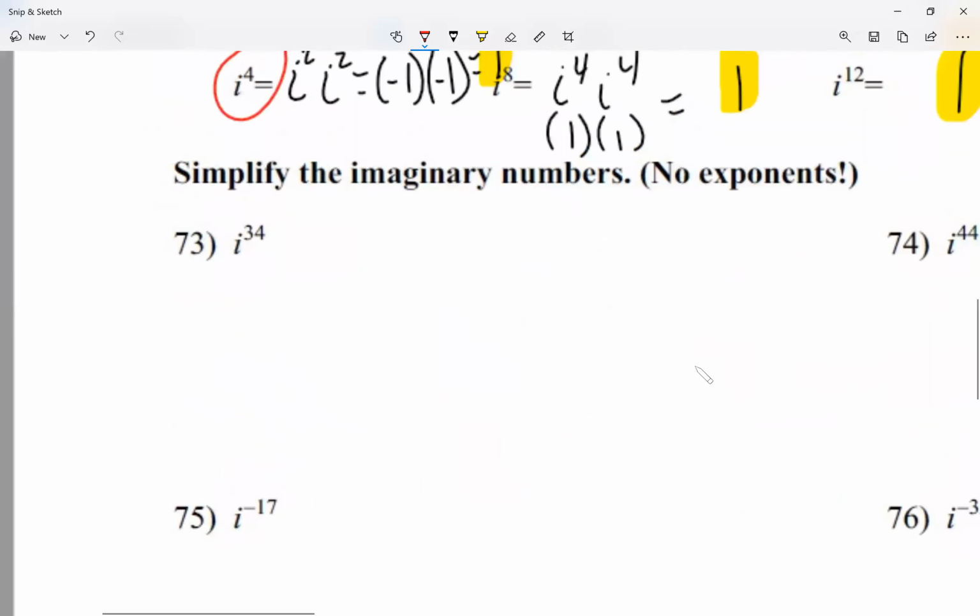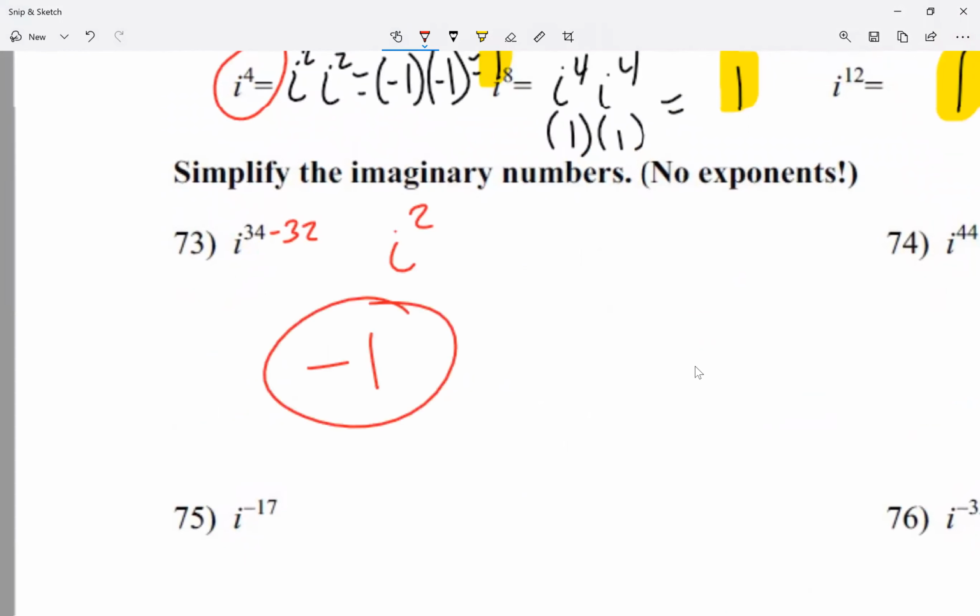So I want to do i to the 34. I'm going to add or subtract a multiple of 4. In this case, let me subtract 32 from my exponent. 34 minus 32 gives me i to the 2nd. So see how I simplified it. Now i to the 2nd, according to my list, my answer will be negative 1.